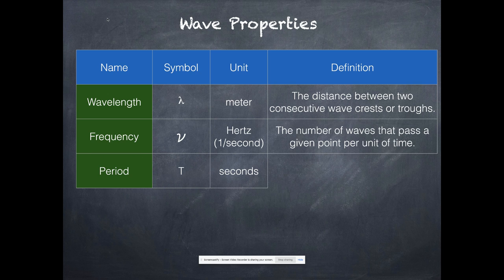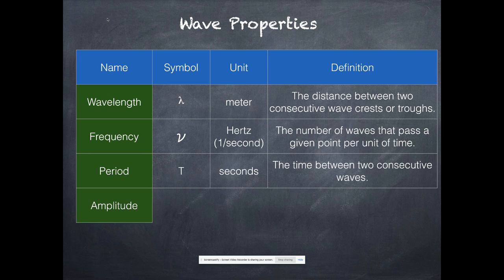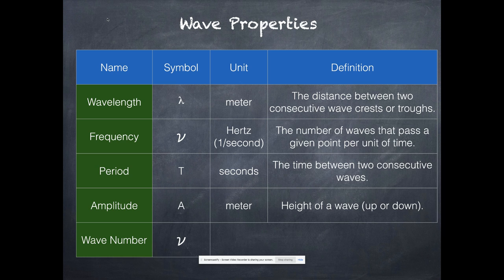Period, T, is measured in seconds, the time between two consecutive waves. Amplitude, A, would be measured in meters, and it's the height of a wave, either up or down. And the wave number is nu with a bar on top of it, measured per centimeter, and it's the number of waves per centimeter. You can pause this if necessary, get this table filled in. Start up again when you're ready.